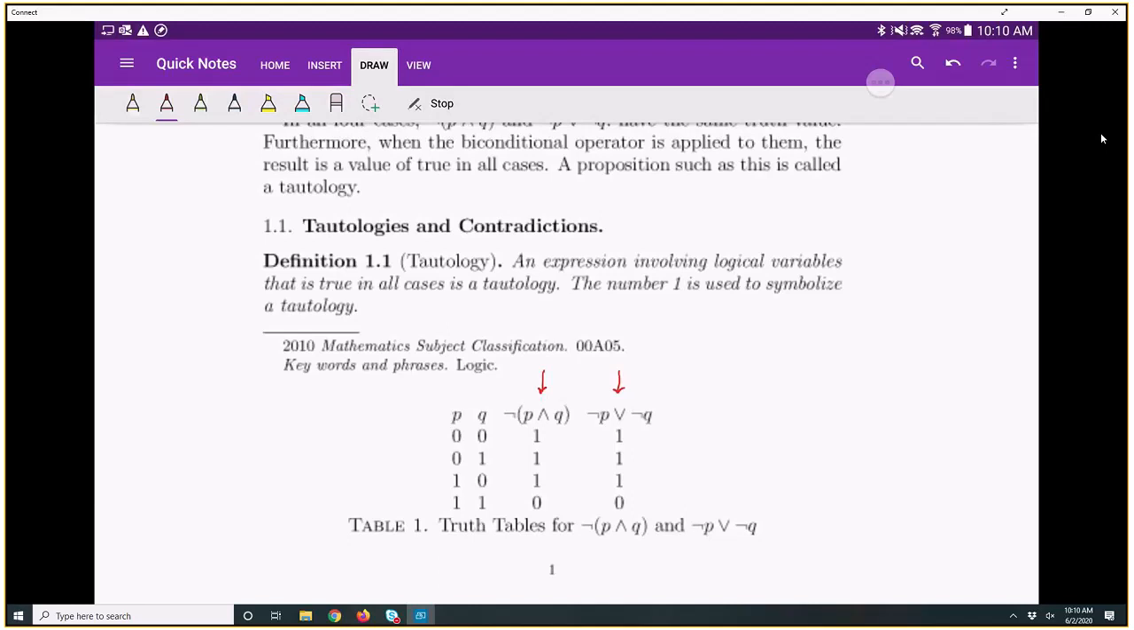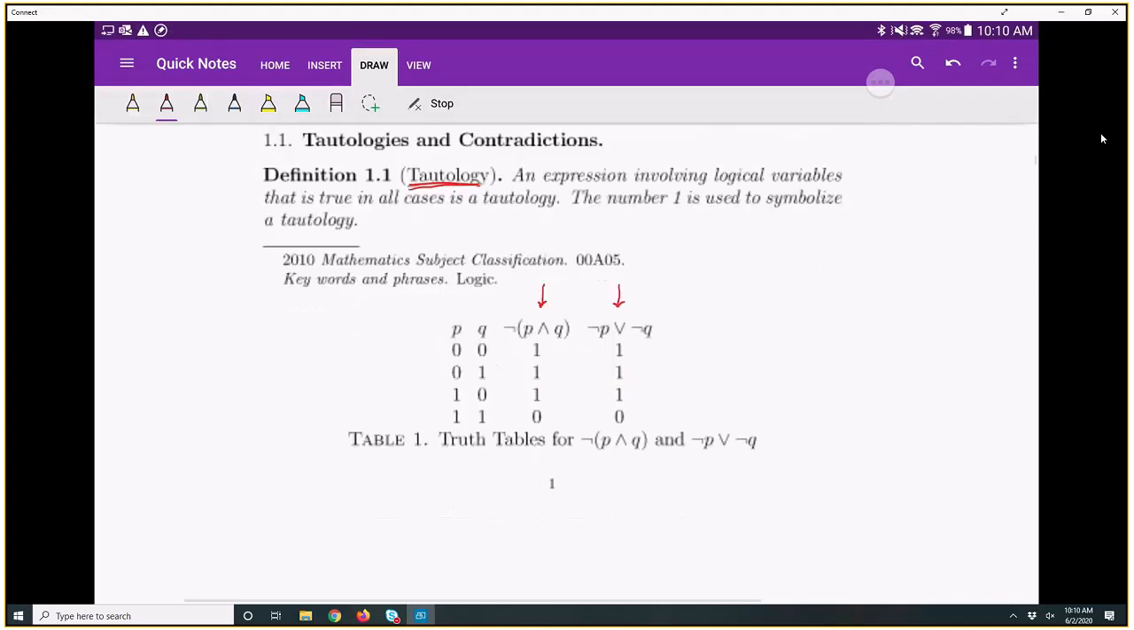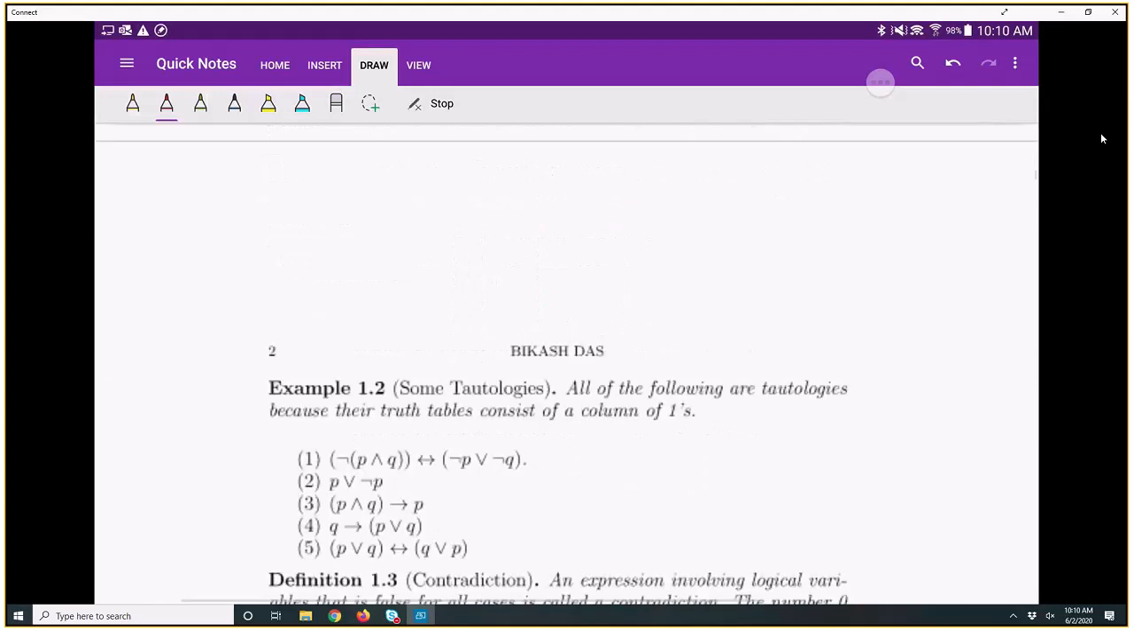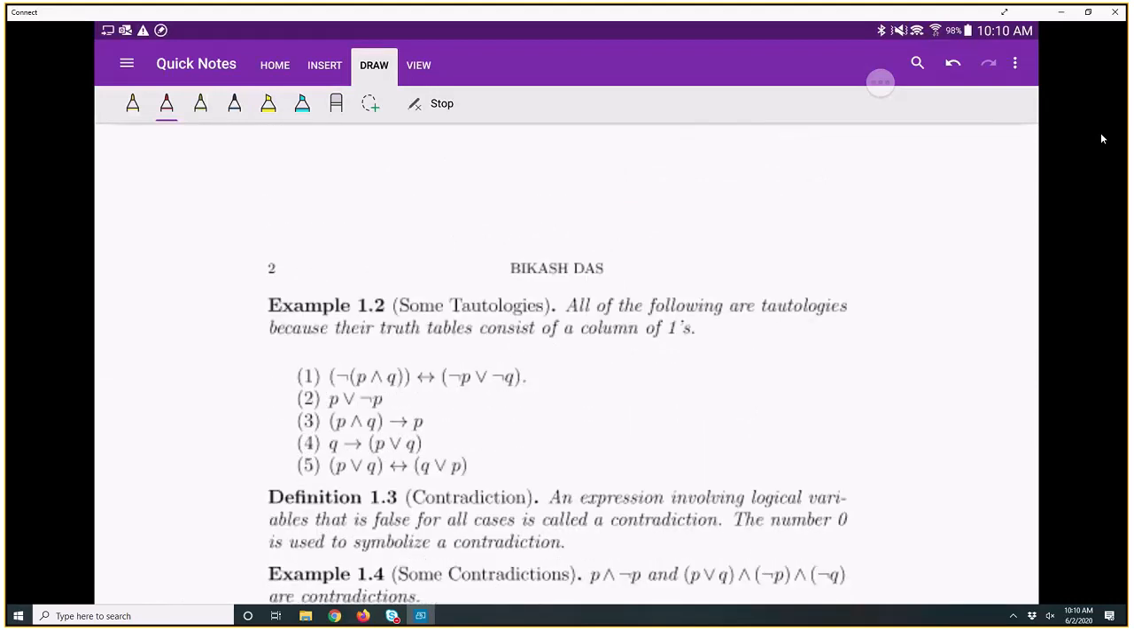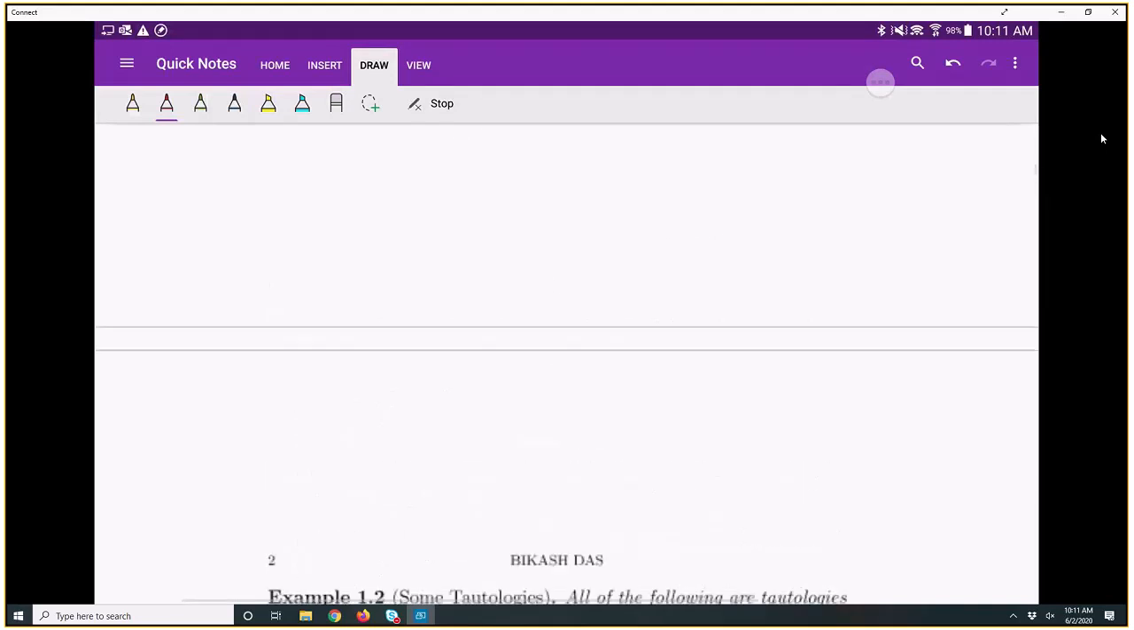Now we'll introduce a very important concept, and that is the concept of tautology, and then we'll introduce contradiction. An expression involving logical variables that is true in all cases is called a tautology. So a logical expression that is always true is called a tautology. And here are some examples. The one that we just looked at, we saw that their truth values are always the same.